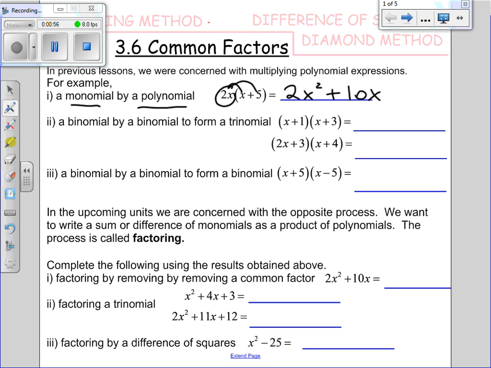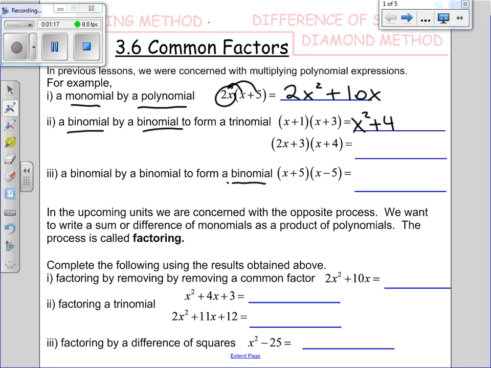So that is multiplying this in, the distribution property. You guys are really strong at this. Then we moved on and we did a binomial by a binomial, which resulted in a trinomial. That wasn't every case. Sometimes it formed a binomial. These ones did trinomial. So what did we use? Yeah, FOIL.